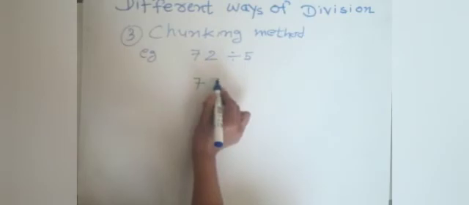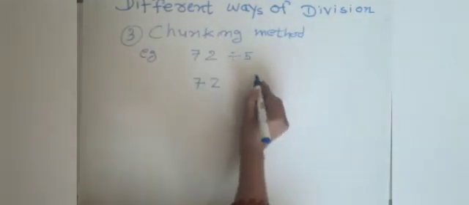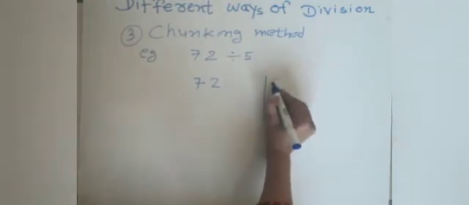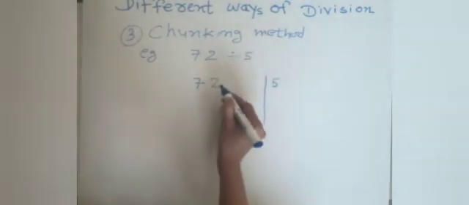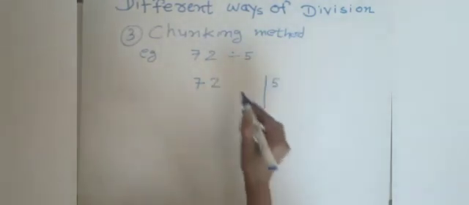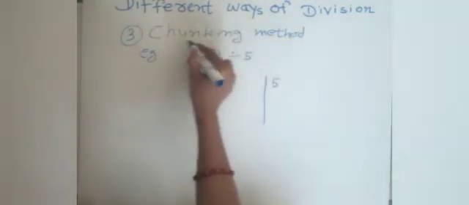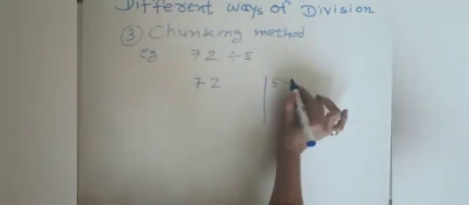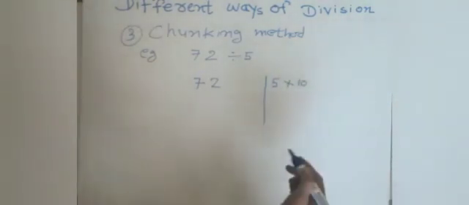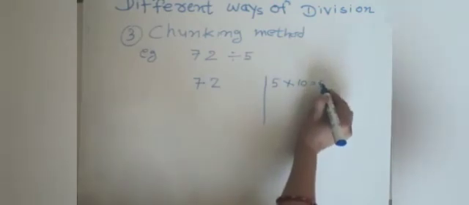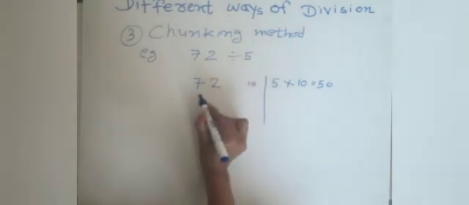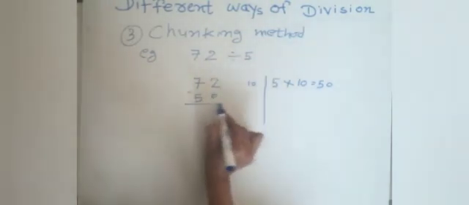We will write 72 here first of all. Draw one line here. We check how many times 5 goes into 72. In this type of sum and in this method, always start multiplying with a tens value, a round number like 10, 100. So 10 times 5 is 50. Write here 10, minus 50.